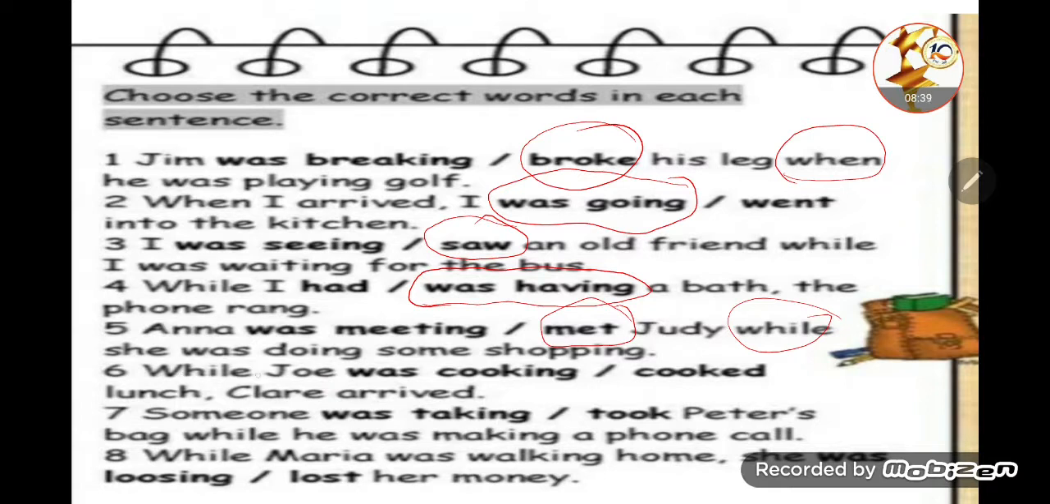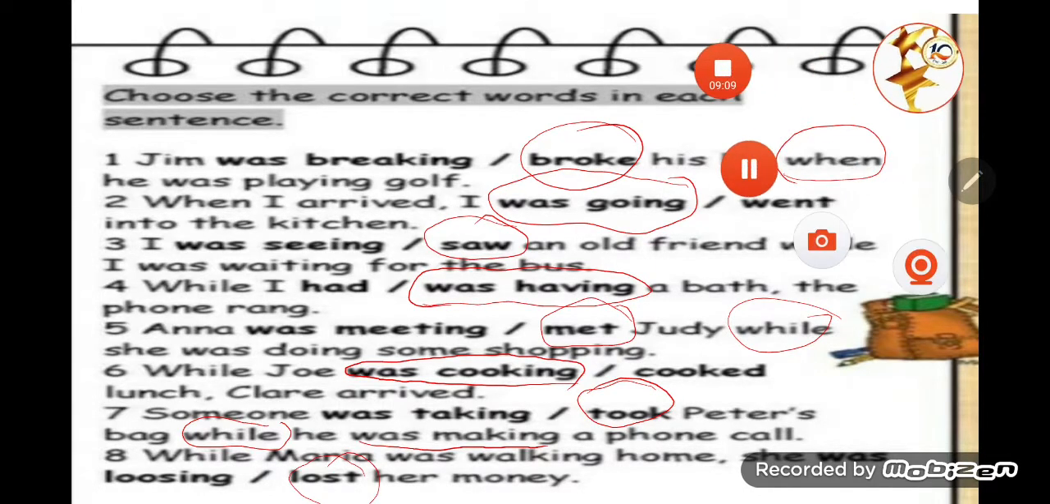طيب number 6, while Joey was cooking ولا cooked. Of course was cooking. Claire arrived. Someone was taking ولا took Peter's bag while he was making a phone call. Of course took لأنه الوايل إجت عندي هون وإجا وراها was verb ing. Number 8, while Maria was walking home she was losing ولا she lost her money. Of course she lost her money.